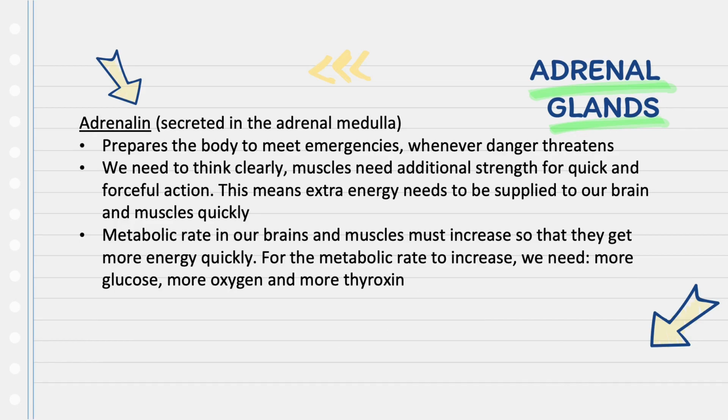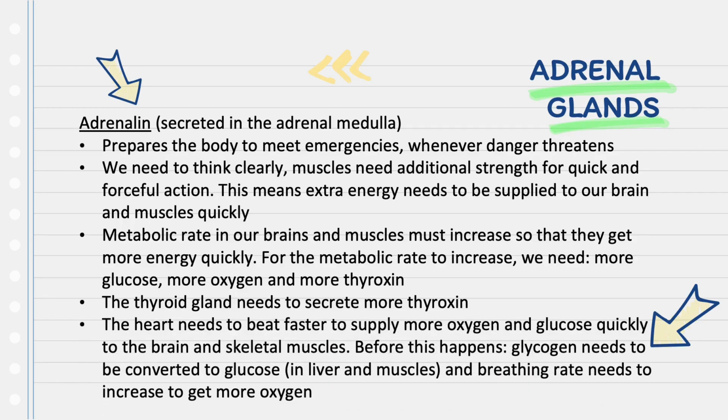Metabolic rate in our brains and muscles must increase so that they get more energy quickly. For the metabolic rate to increase, we need more glucose, more oxygen, and more thyroxine. The thyroid gland needs to secrete more thyroxine. The heart needs to beat faster to supply more oxygen and glucose quickly to the brain and skeletal muscles. Before this happens, glycogen needs to be converted to glucose, which is in the liver and muscles, and breathing rate needs to increase to get more oxygen.